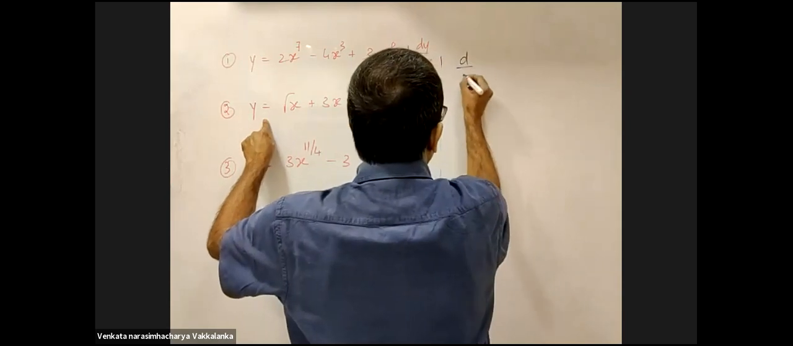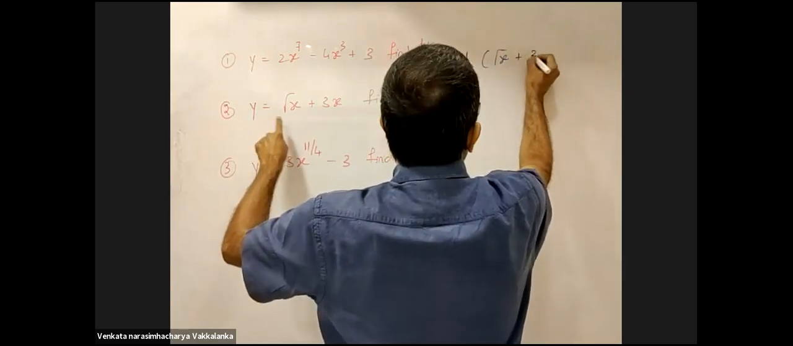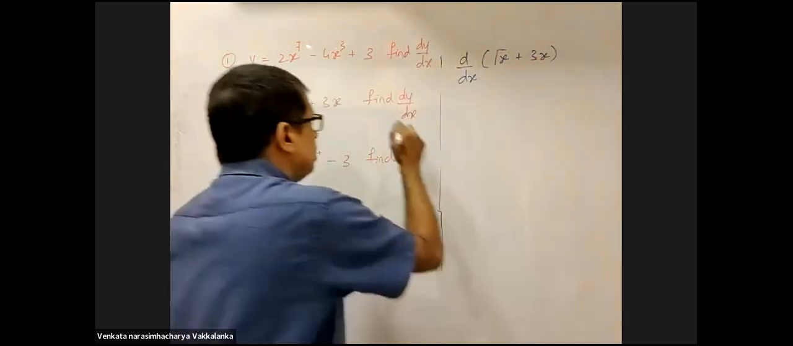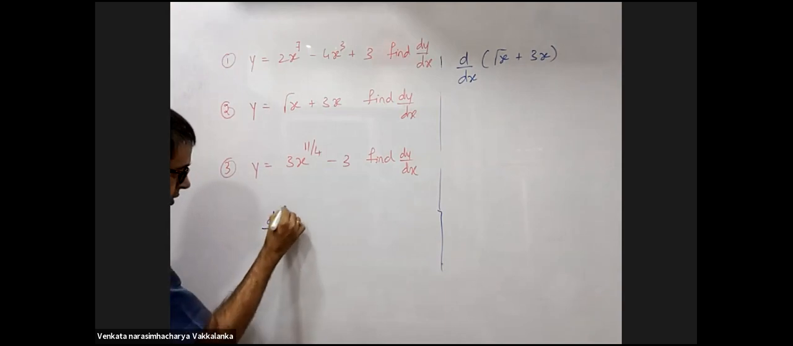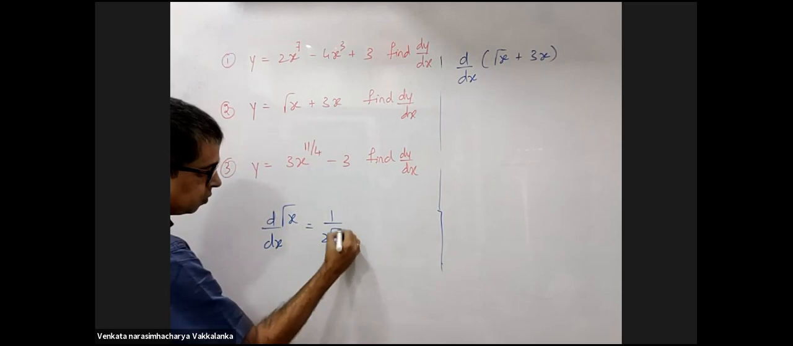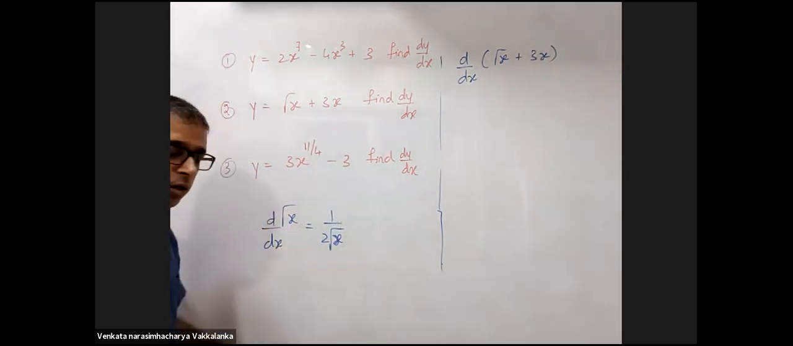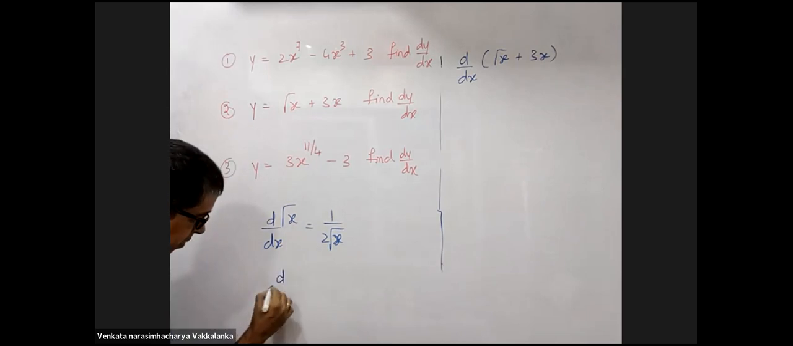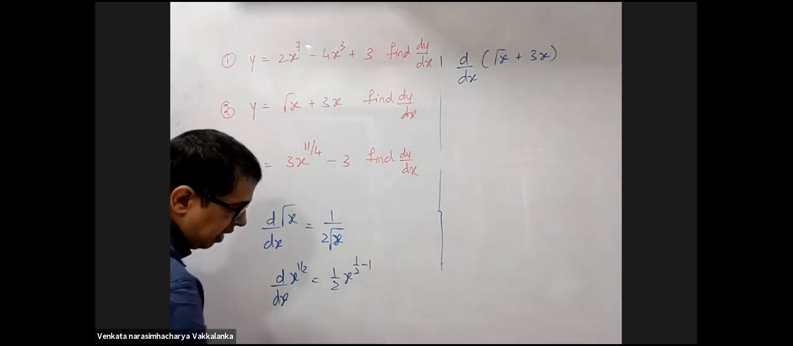Now, d by dx of root x plus 3x. Hereafter, please listen to me. Remember this as a standard formula: d by dx of root x is 1 by 2 root x. Evaluate and show it to me. d by dx of x to the power half is half x to the power half minus 1.